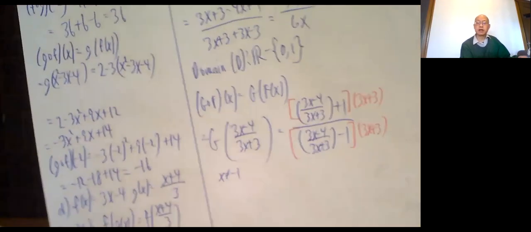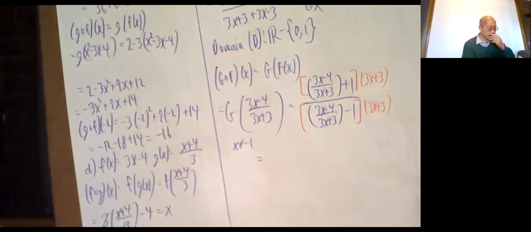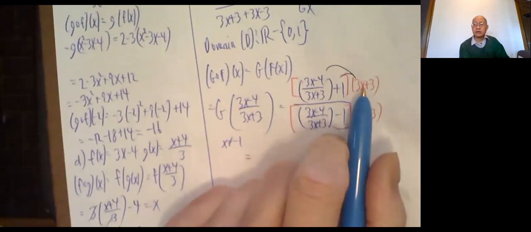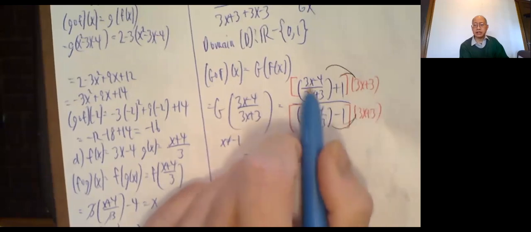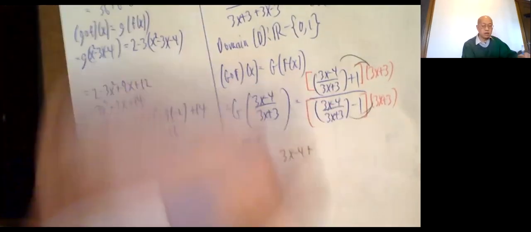3x plus 3, 3x plus 3. Distribute. Okay, if I take 3x plus 3 times this, the 3x plus 3 cancels out, so I just have 3x minus 4. Plus 1 times that is just that.